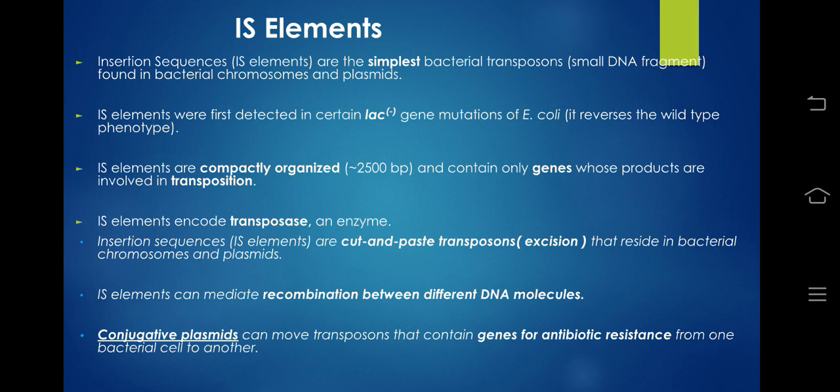IS elements are compactly organized and contain only genes whose products are involved in transposition. IS elements encode transposase, an enzyme. Insertion sequence or IS elements are cut and paste transposons that reside in bacterial chromosomes and plasmids. IS elements can mediate recombination between different DNA molecules. Then conjugative plasmids can move transposons that contain genes for antibiotic resistance from one bacterial cell to another.